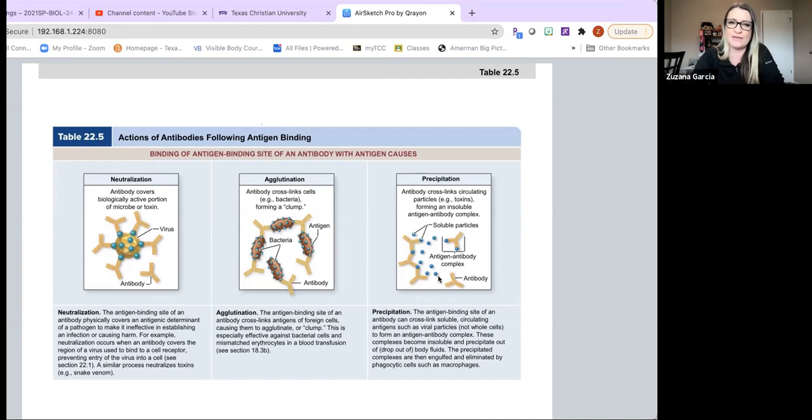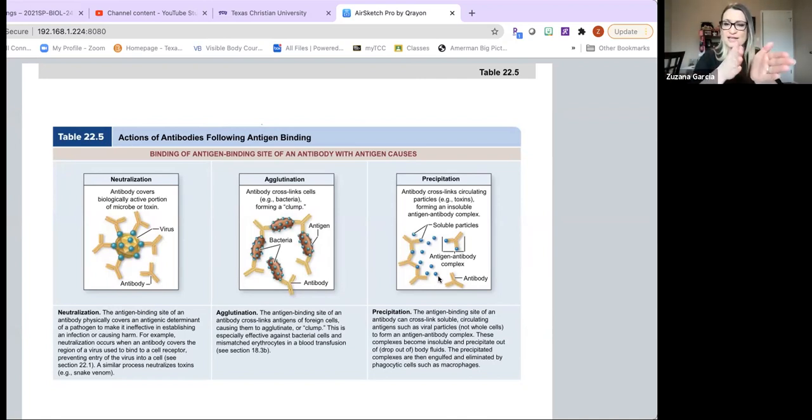This is the third part, and precipitation looks very much like agglutination. The difference between the two is that in precipitation, the antibodies are cross-linking soluble molecules like toxins. That's normally dissolved, but if you mix the antibodies with it, it will cause a fallout of the solution. It will cause a clump. So agglutination and precipitation are almost the same. The difference is in what is being cross-linked.